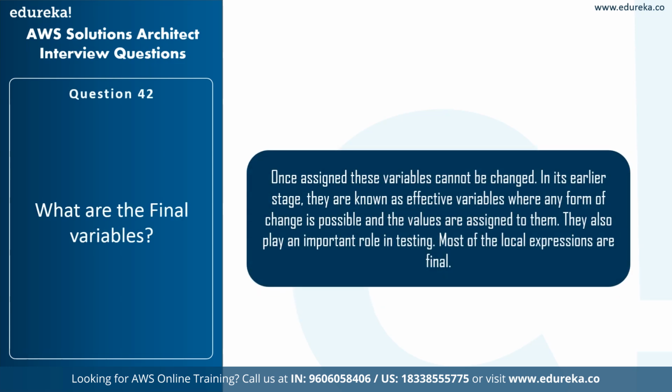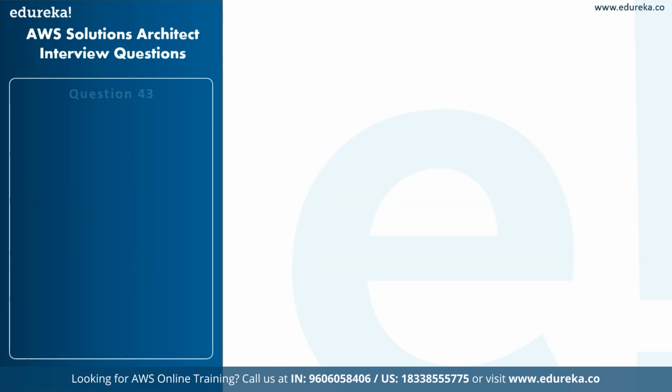The next question is, what are the final variables? Now, once assigned, these variables cannot be changed. In its earlier stage, they are known as effective variables, where any form of change is possible and the values are assigned to them. They also play an important role in testing, and most of the local expressions are final. Moving on to the next question.